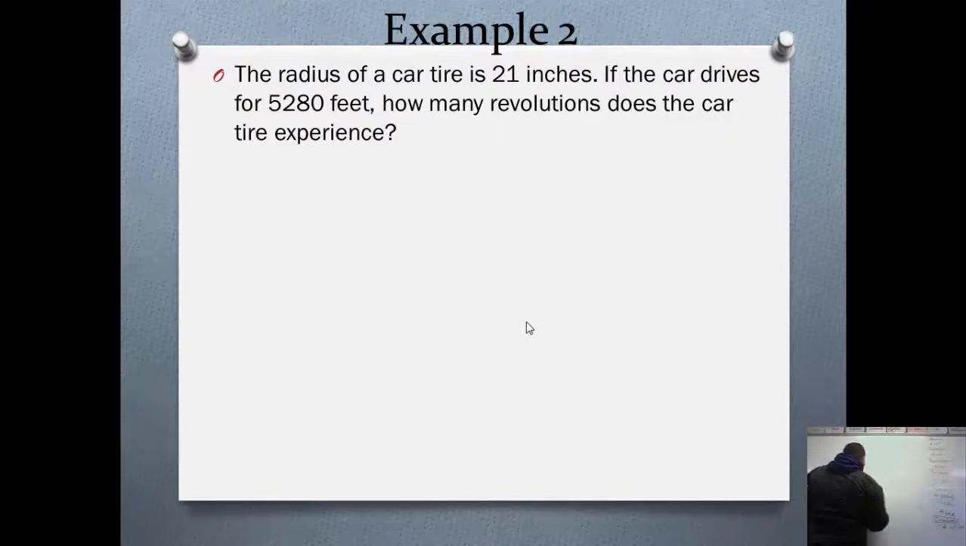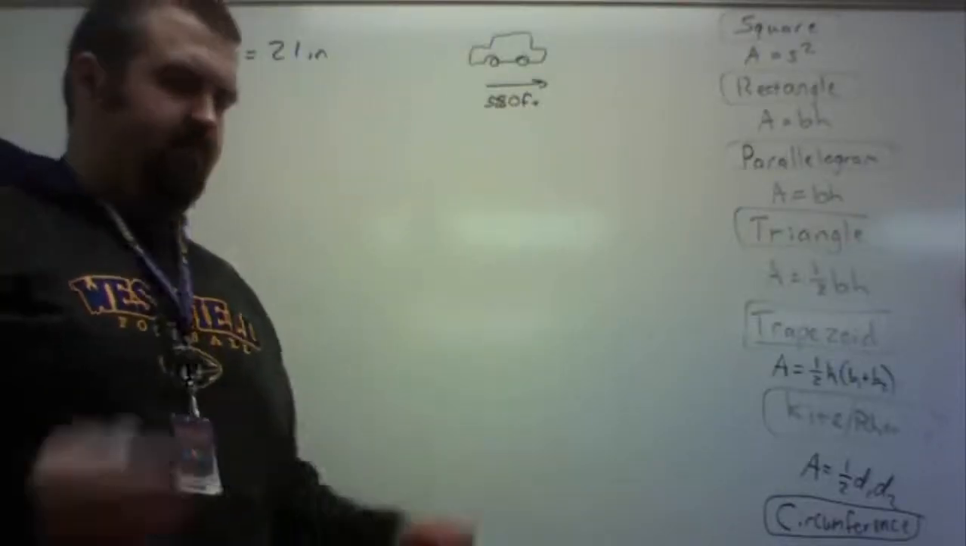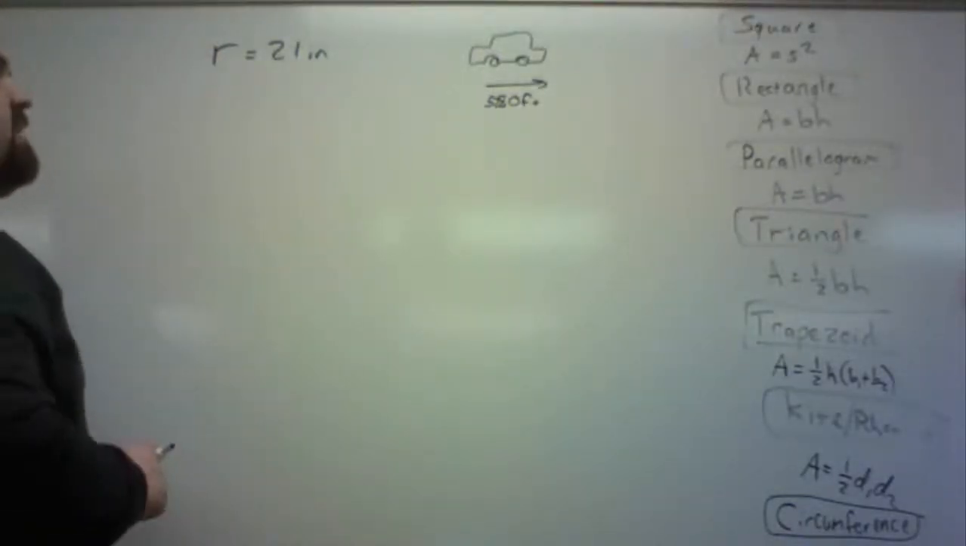So it says the radius of a car tire is 21 inches. Sounds important, let's write it down. Radius is 21 inches. If the car drives 5,280 feet, how many revolutions does the car tire experience? Unless this car did a burnout with the tire squealing, the distance it traveled and the length along the edge of the tire would have been the same.